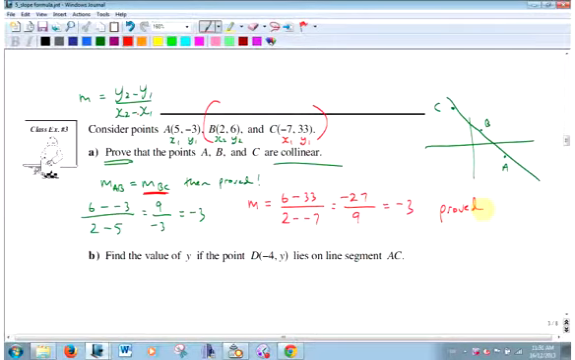Proved. Or if you get to university, QED. Again, it's some Latin or Greek or something like that. I don't know. That means proved. Okay? So if these have the same slope as these two, then they're all on the same line. They're collinear.